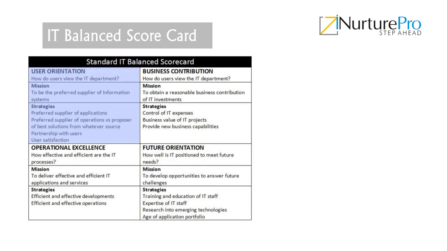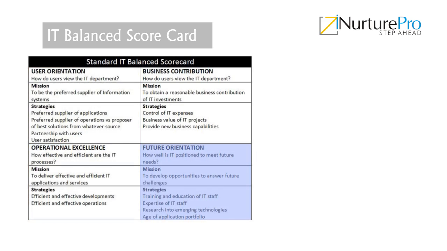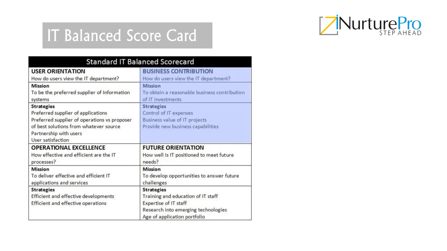The user orientation perspective represents the user evaluation of IT. The operative excellence perspective represents the IT processes employed to develop and deliver the application. The future orientation perspective represents the human and technology resources needed by IT to deliver its services. The business contribution perspective captures the business value of the IT investments.